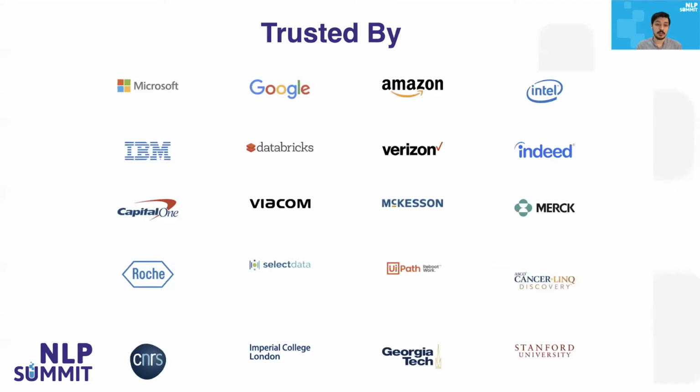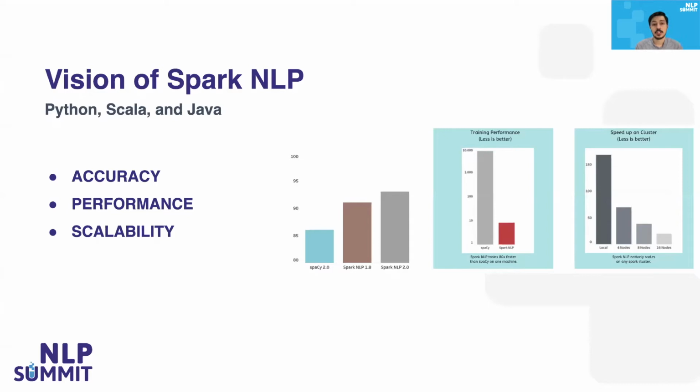These are some of our selected users using Spark NLP in their projects, users such as public cloud providers, companies in the healthcare domain, and public scientific research. Spark NLP's vision since the beginning has always been about providing state-of-the-art accuracy, high performance, and scalability as one of the only open source libraries with support for native distribution.